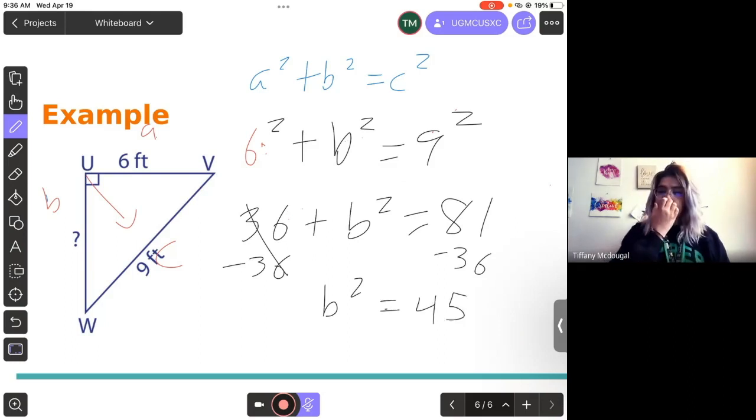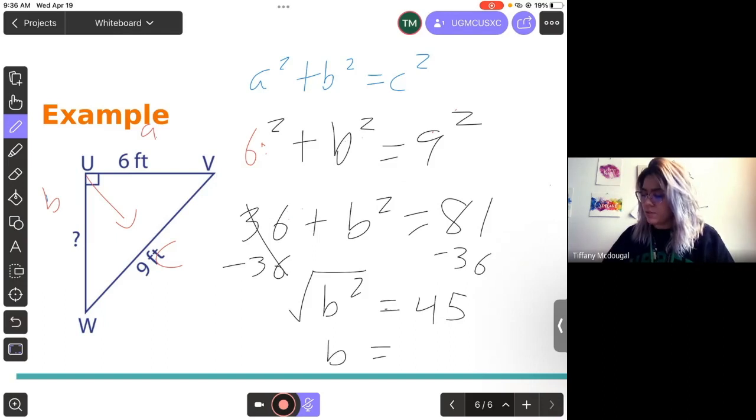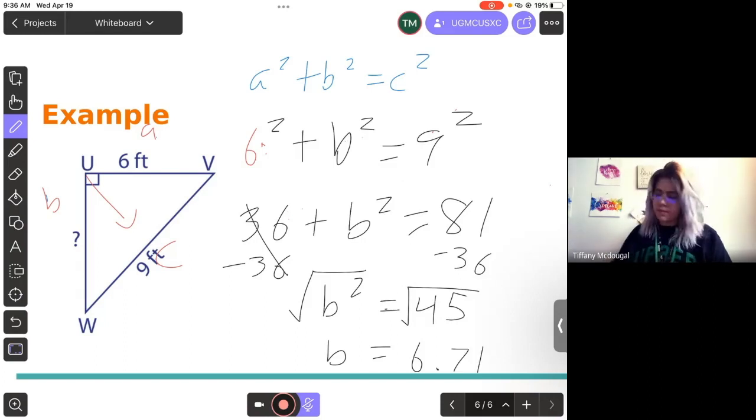Now we're at the same place where our last problem left off. I have B squared, and the opposite of squaring B is to square root it. So once I do that, the only thing I'll have left is B. Don't forget to square root the other side. And the square root of 45, it looks like, is 6.71. All right, so that is our missing side, 6.71.